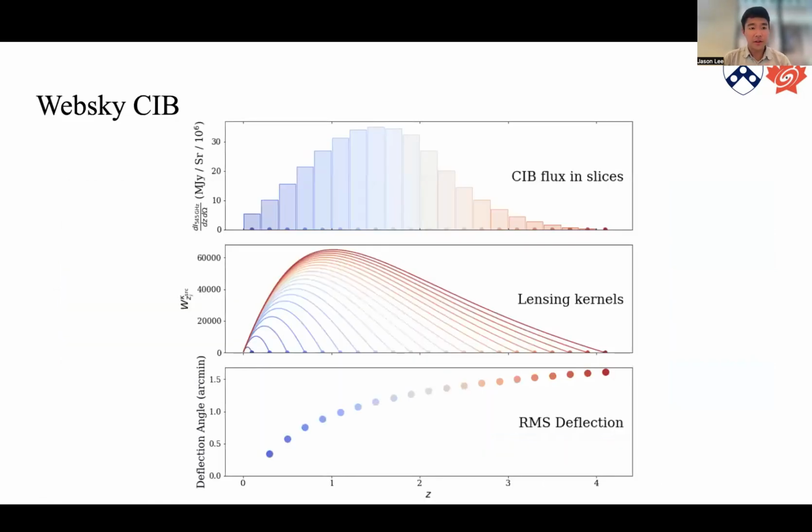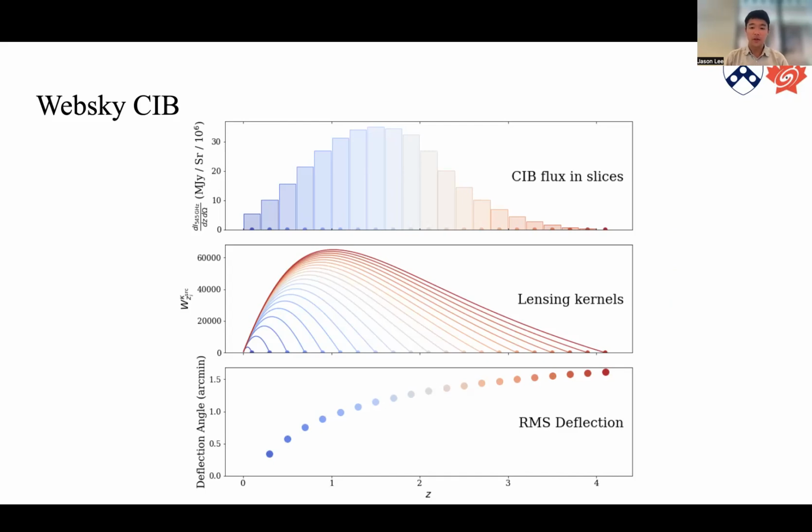Here are some more characteristics about our CIB maps. On the top, you're looking at the CIB flux in slices. And you can see that the peak flux is between redshift 1 and 2. And this is because the key star formation region is redshift 1 to 2.